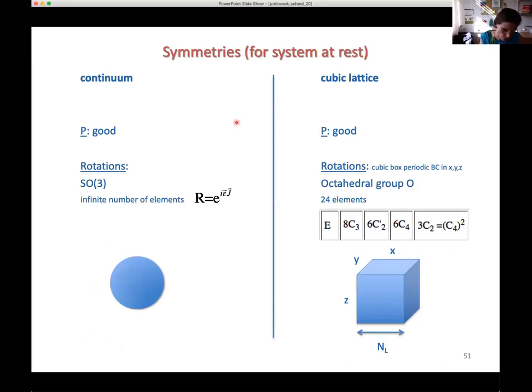Since this is a lecture on finite volume lattice QCD, let's have a system at rest and consider the effect of this finite volume. If we are in the continuum, all rotations are symmetry transformations, and there are infinitely many of them. You can rotate by 3 degrees and it's a symmetry transformation. For a cubic lattice, there are only 24 symmetry transformations. You can rotate by 90 degrees, but you cannot rotate by 3 degrees. It's not a symmetry anymore. So there are only 24 elements.